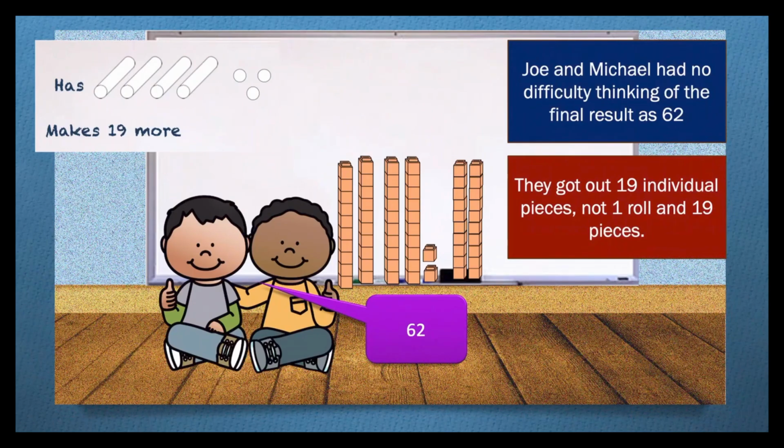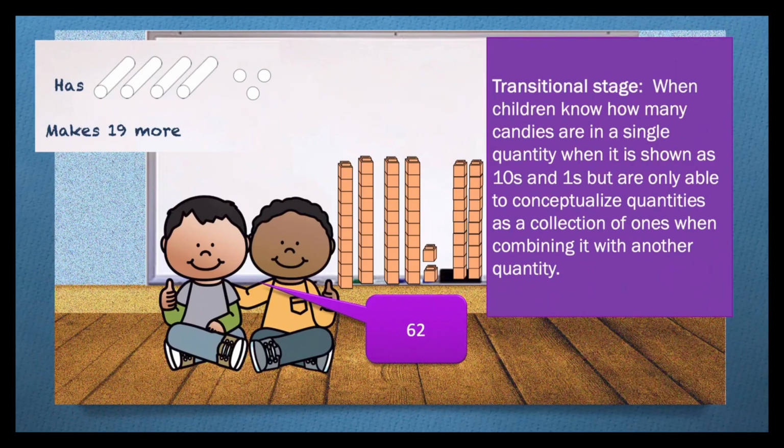In other words, these students were not thinking of 19 as 10 and 9 more, or as 1 roll and 9 pieces. I interpret this to mean that Joe and Michael are in a sort of transitional stage. When they see a quantity as shown in tens and ones, such as the quantity they had at the end of the problem, they are able to say how many it is. However, when they are in the midst of working with quantities, those quantities are still conceptualized only as ones.